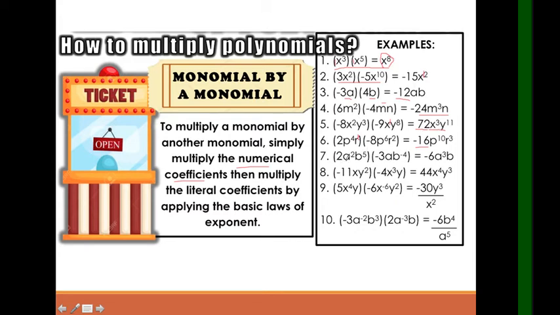Next, 2a squared b raised to 5 times negative 3ab raised to negative 4. So, 2 times negative 3 is negative 6, right? Then, a squared and a, we have 2 plus 1, this is 1. So, 2 plus 1 is 3. And then, b to the 5 times b to the negative 4. So, since hindi sila pareho ng sign, we will subtract 5 minus 4 is 1. That's why b na lang yung answer natin dito.